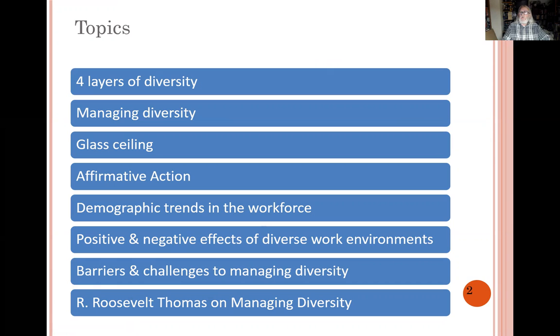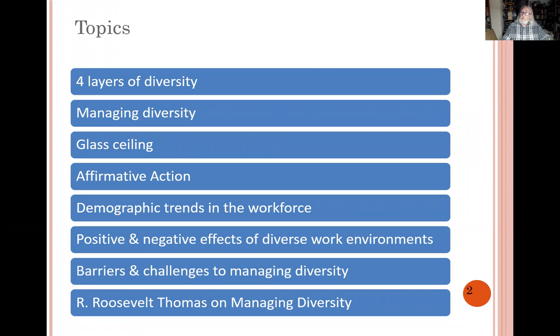By the time we get through all the material and discuss this stuff, you should be able to identify the four layers of diversity, how to manage diversity, understand the current state of the glass ceiling. We'll talk about affirmative action, and you should know the basics of that by the time we're done. The current demographic trends in the workforce, both the positive and negative effects of diverse work environments, and we'll compare some of the theories that really discuss those in detail.